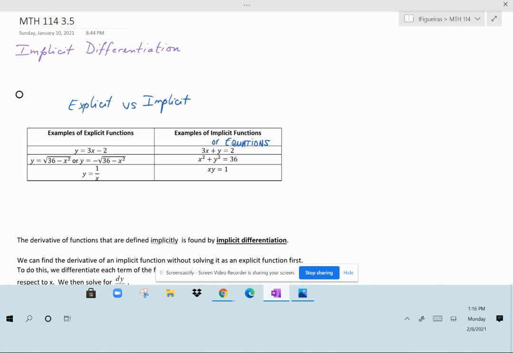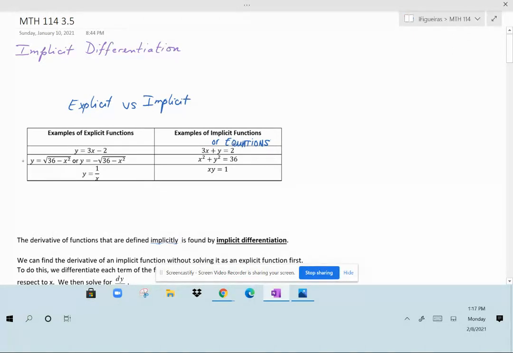Hi, this lesson is about implicit differentiation. To understand implicit differentiation, we have to understand the difference between an explicitly defined function and an implicitly defined function or equation. Not all implicitly defined equations are functions, but for the most part it means that you can't isolate your independent variable on one side, or that your x's and y's are on the same side of the equation.